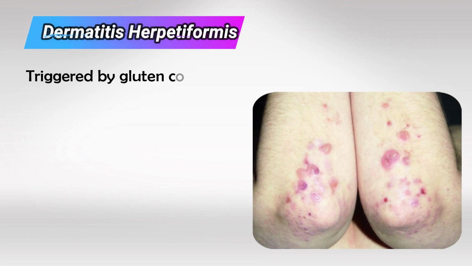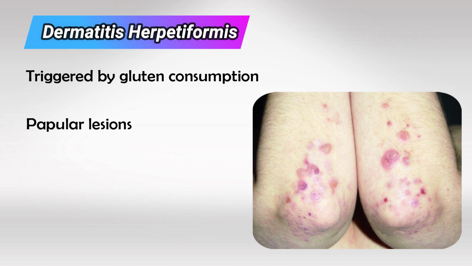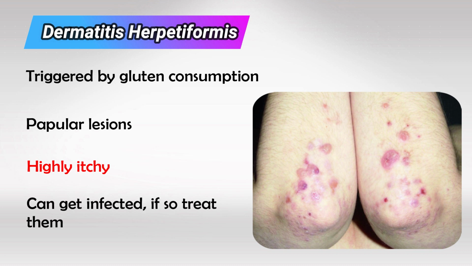But there are some other systemic symptoms, like dermatitis herpetiformis. These are small papules or lesions that occur on the elbows of these patients after they eat gluten. These lesions are very itchy and they often will be infected. If they are infected, they should be treated with dapsone.